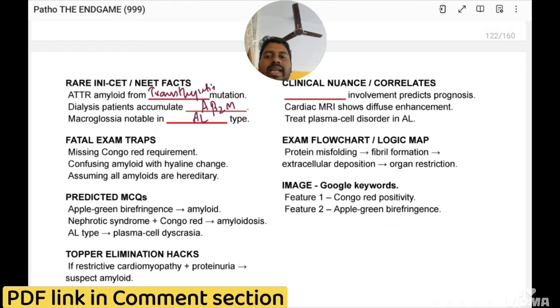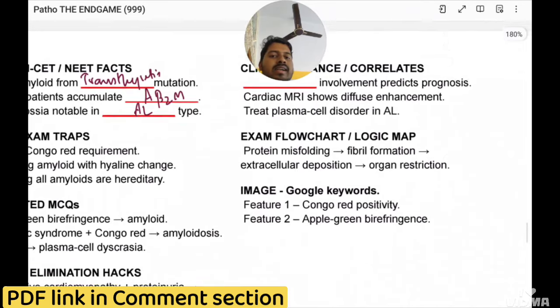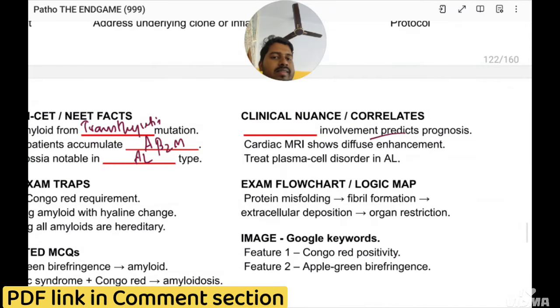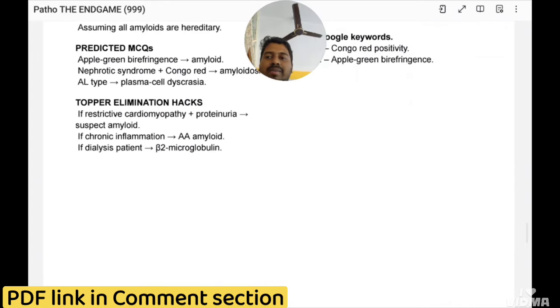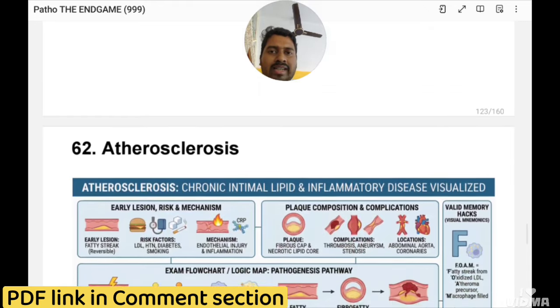Macroglossia is noted in AL type, that is plasma cell dyscrasias, and organ involvement predicts prognosis. Which involvement? Renal involvement. Renal involvement is always bad, and one more is cardiac involvement, which is also bad. I think I have covered almost everything related to amyloid.